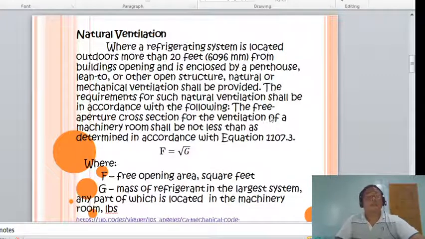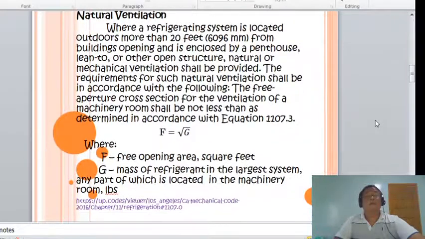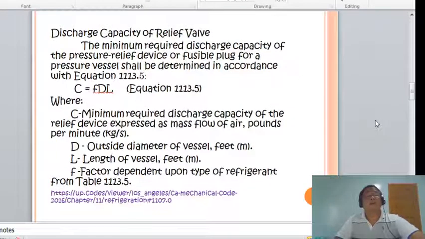Okay? So this is the second equation, class. So, discharge capacity of relief valve. The minimum required discharge capacity of the pressure relief device or fusible plug for a pressure vessel shall be determined in accordance with equation 1113.5, or C equals F D multiplied by L.